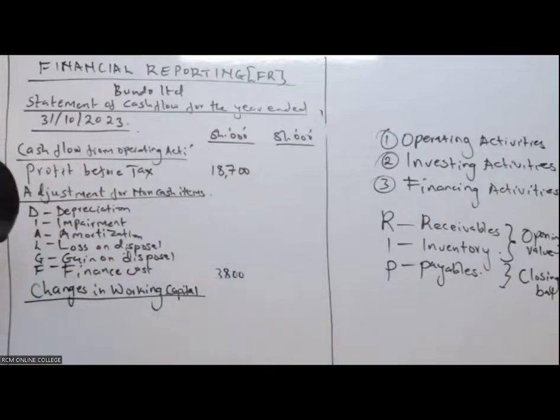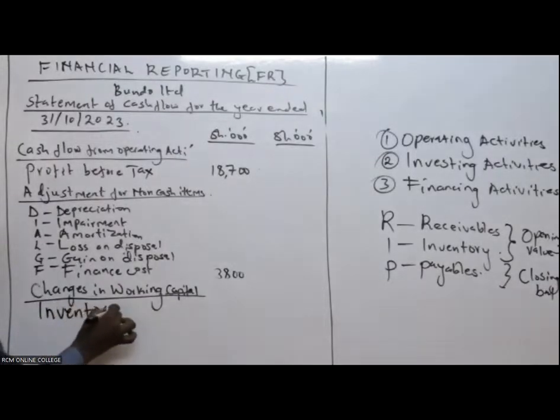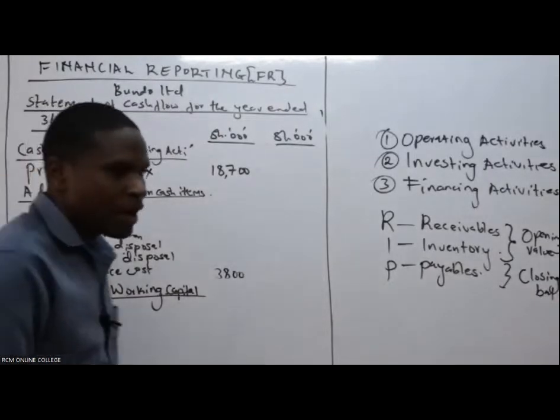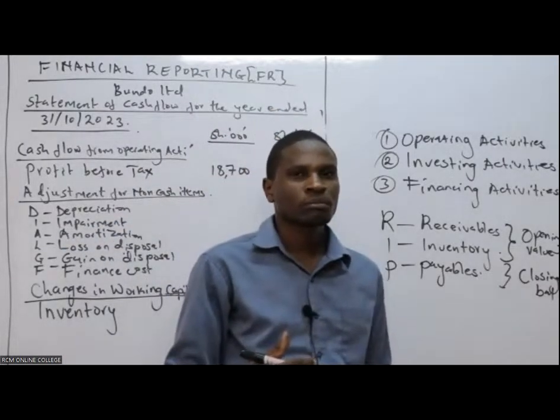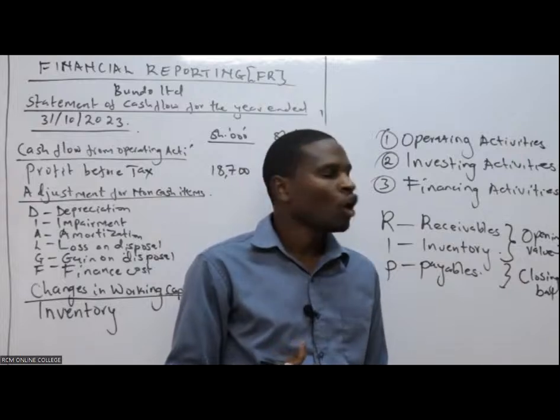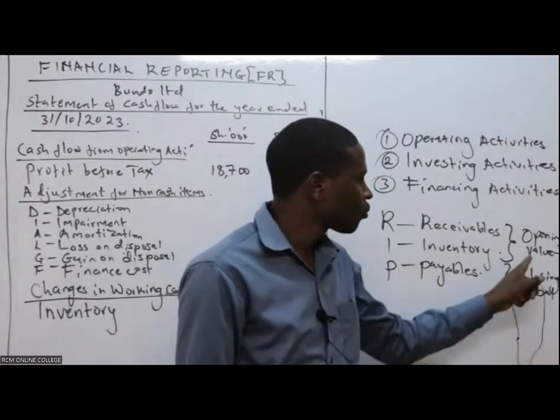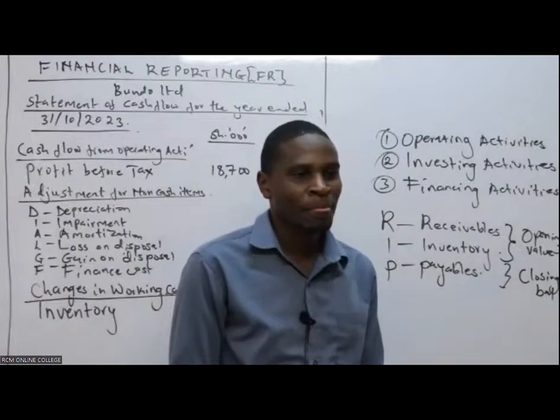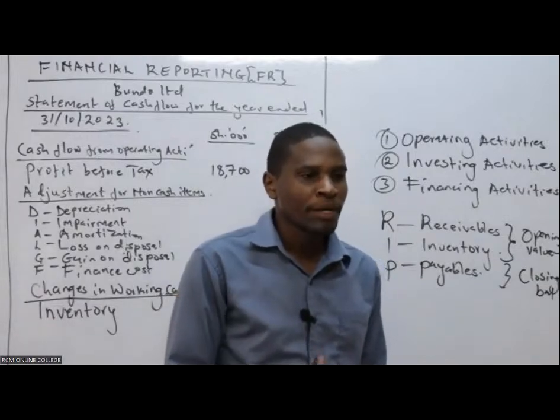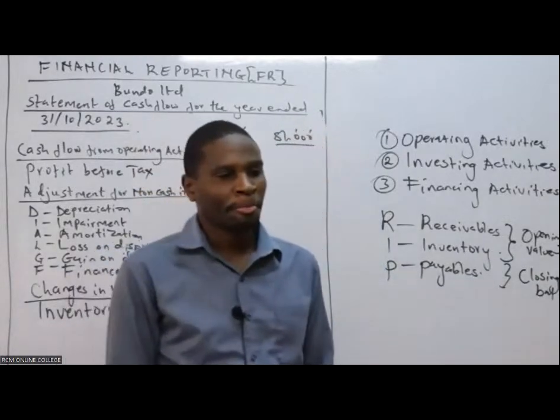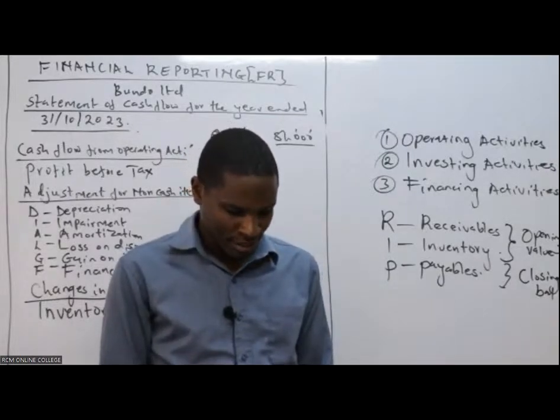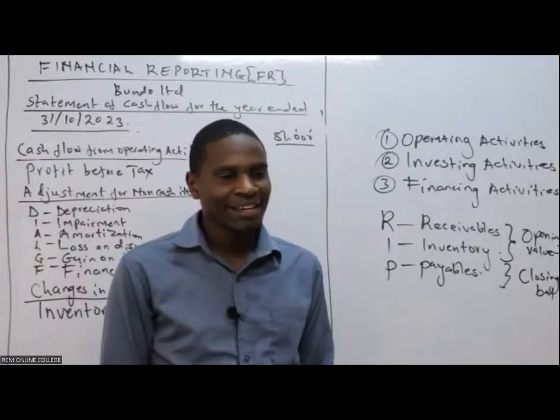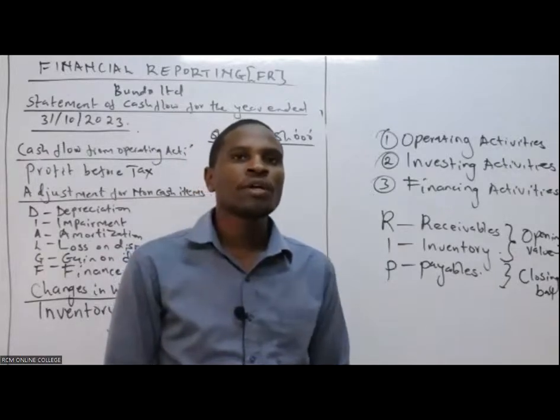Under current assets, niko na nini? Inventory. I want somebody to tell me what was the balance brought down, or what is the opening balance? If I talk of balance brought down, the opening balance. What was the balance brought down for inventory? 5760. Let me see. I have to look at it. Asante.